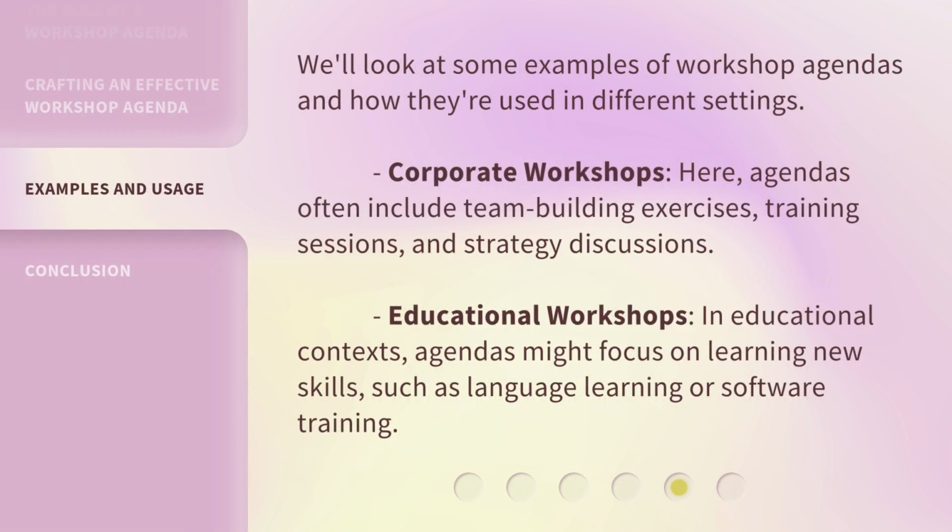We'll look at some examples of workshop agendas and how they're used in different settings. Corporate workshops. Here, agendas often include team-building exercises, training sessions, and strategy discussions. Educational workshops. In educational contexts, agendas might focus on learning new skills, such as language learning or software training.